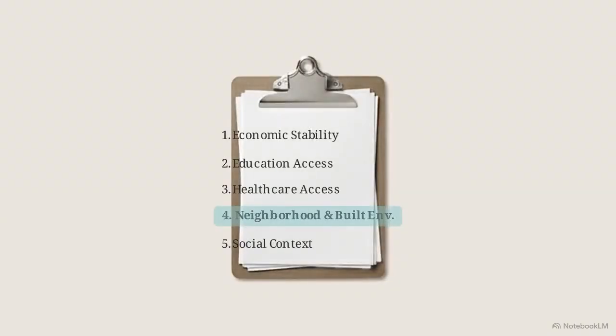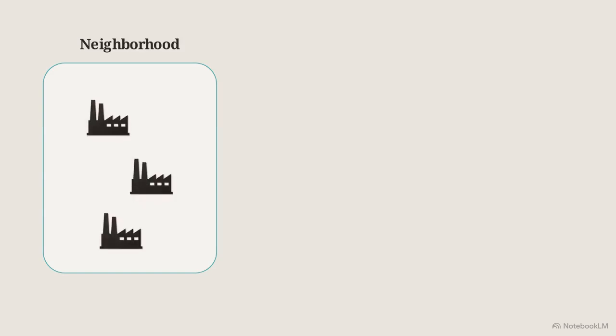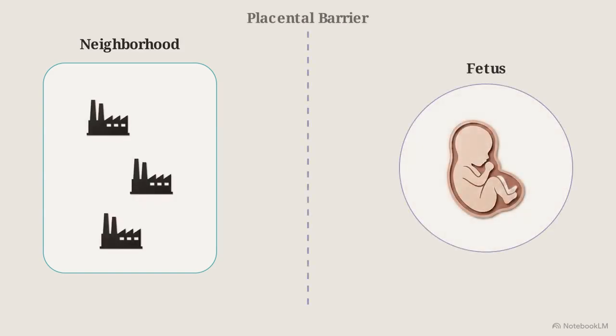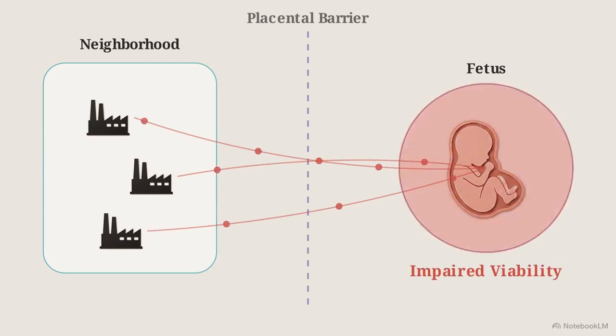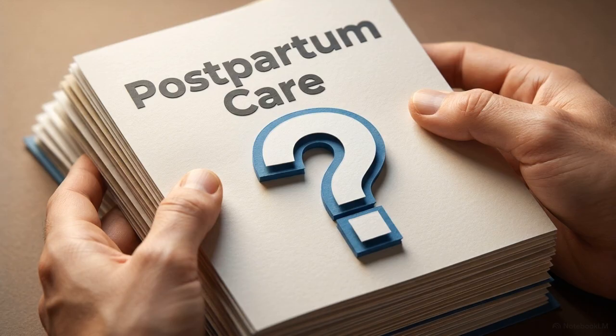This covers location-based risks like high air pollution or unsafe drinking water. Environmental hazards like lead or industrial chemicals cross the placental barrier, directly impairing fetal development and threatening pregnancy viability. Domain 5 is education access and quality, which heavily influences a patient's health literacy.